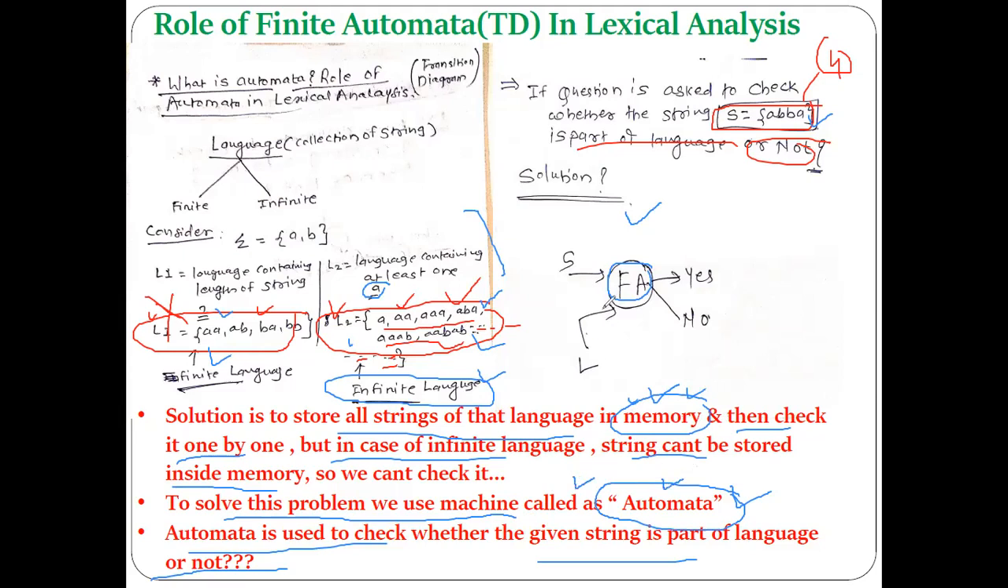So what does the automata do? Automata will check whether a particular string is part of a certain language or not. If this particular string is part of this language, then the answer will be returned by the finite automata as yes. If this string is not part of this language, then the finite automata will return the answer as no.